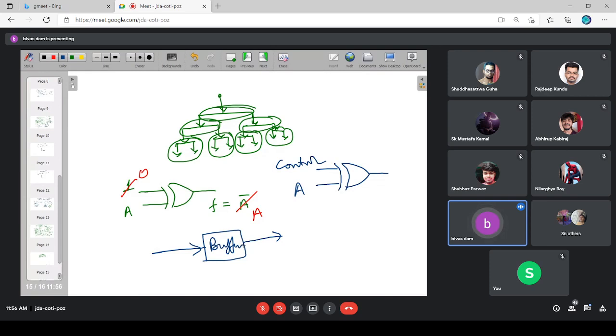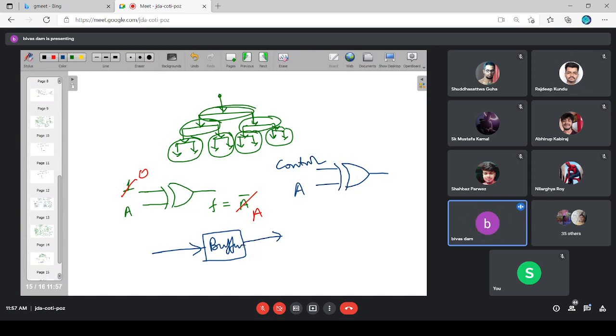If I term some circuit to be a buffer, in that case the input and output will always be the same, always identical. So in case my control input is 0, the output of the XOR gate and the other input are always the same. Is it not? If the control input is 0, the output of this 2 input XOR gate and the input A are both always the same? True or false? Yes, sir.